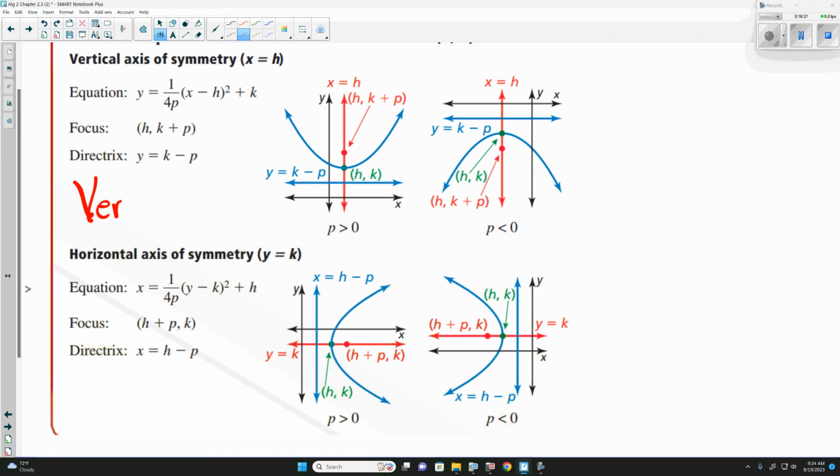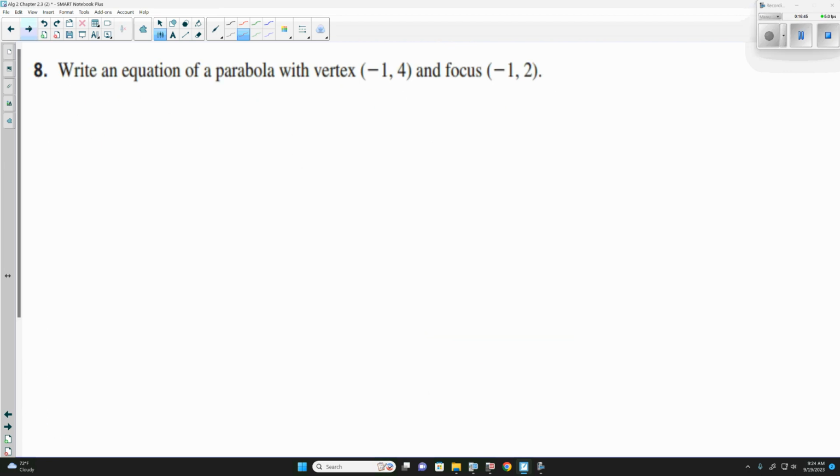Now our vertex is the point h comma k. For us, our vertex is the point -1, 4. So we still have our h, we still have our k. And they told us the focus is the point -1, 2, yes? Which one of the two values stayed the same? The x value or the y value? The x, from the vertex to the focus, the x value, the h, is the same in both, yes?